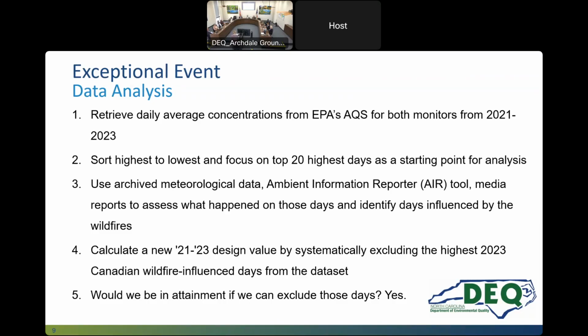And the big question we were aiming to answer was, I'm sorry, I skipped ahead a bit there. So what we did once we identified those days was we systematically removed them from the data set and recalculated a new 2021 to 2023 design value. And the big question was, would we be in attainment if we could exclude those days? And the answer was yes.